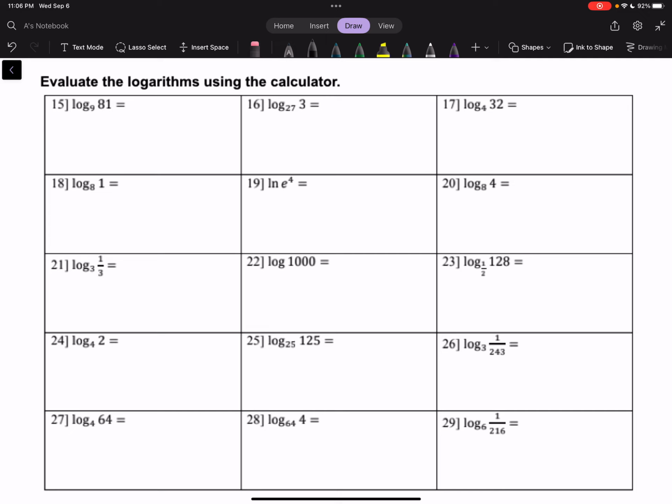First off, number 15, log base 9 of 81. I'm going to work this first in the conceptual way. If you don't want to know this, skip forward in the video about 30 seconds. This is the same thing as 81 equals 9 to some power. You should know 9 squared is equal to 81. Therefore, the answer is 2. Now, let's forget all that and do it with the calculator.